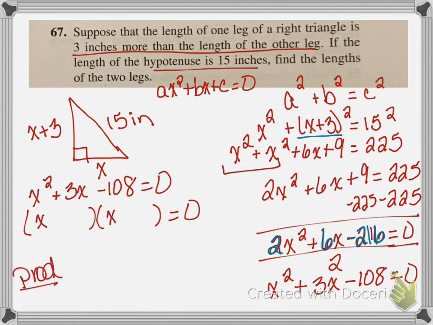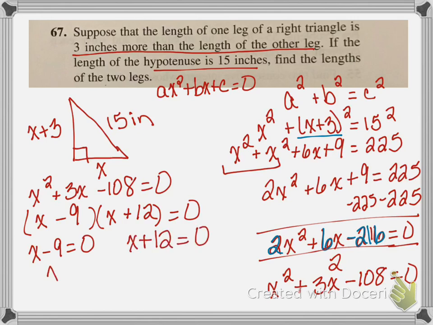My product is negative, so that means one number is positive and one number is negative. My sum is positive 3, so that means the larger absolute value is going to be positive. Good, you got it. So x minus 9, x plus 12. Good job. So now I'm going to do x minus 9 equals 0, x plus 12 equals 0, x equals 9, and x equals negative 12.